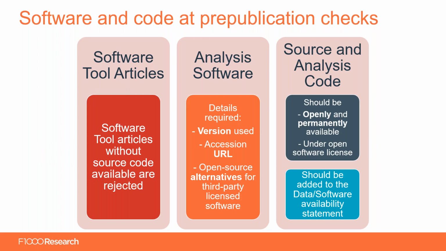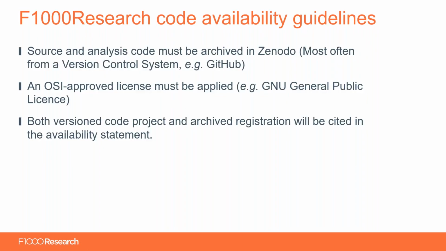And for articles where an analysis code has been developed by the authors, for example, in R script, we require that the code is deposited into a dedicated open online repository and assigned a DOI and an open license, and that must also be cited in the data availability statement at the end of the manuscript.